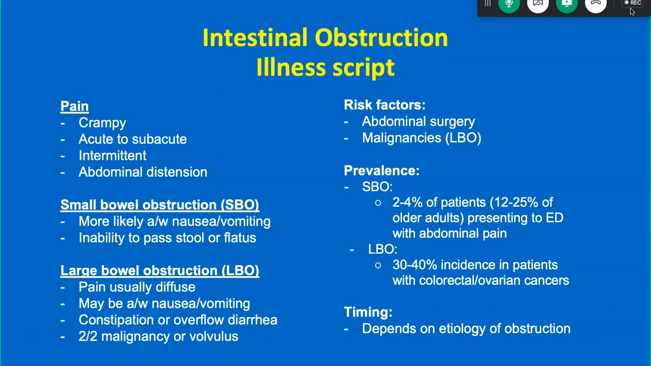So some of the risk factors are going to be somebody who has a history of abdominal surgery, because there could be adhesions in the abdominal cavity, malignancies in the large bowel, and even growth in the small bowel, such as in Peutz-Jeghers syndrome, can cause an obstruction. The prevalence increases with age, so you want to have this higher on your radar with an older patient. You can see some of those percentages on the slide. And the timing does depend on the etiology. If it's a slow-growing tumor, it might be a more insidious start versus something like a volvulus that's a little bit more sudden.